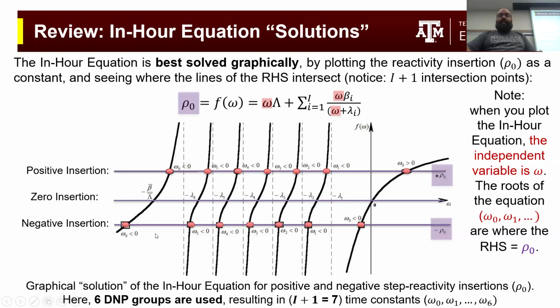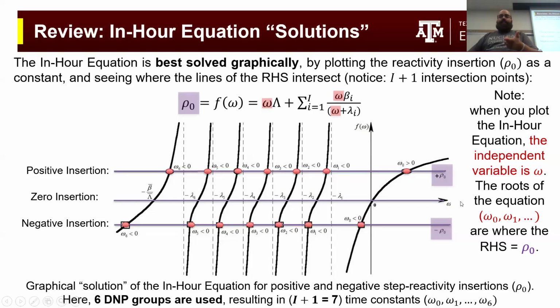If the insertion is negative, which means that the reactivity insertion is below the horizontal axis, then all of these time constants end up being negative. I of them are negative, and even the omega zero one is negative. But the omega zero one is always the algebraically largest, and that just means it's the farthest to the right on the omega axis. And if the reactivity insertion was zero, then I of those time constants are going to be negative, and the omega zero time constant is going to be zero.